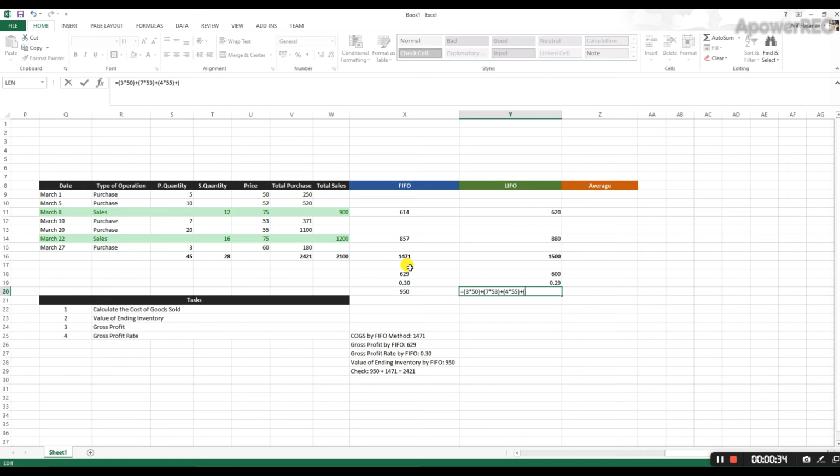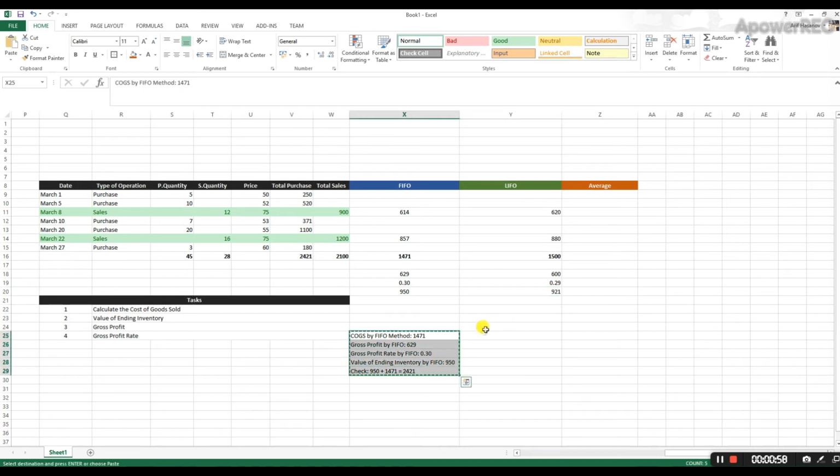And of course the last purchase, we have 3 phones multiplied by 60. We didn't touch that, and this is our ending inventory. So we had something, we purchased it, we sold it, and we have something left over, the ending inventory, and this is how we calculate it.